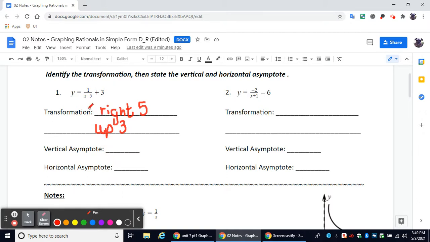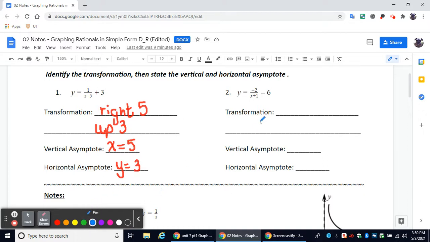So the vertical asymptote is coming from your left and right movement, and because we moved our graph right 5, our vertical asymptote is going to be x equals a positive 5. And because the graph moved up 3 units, this is going to push your horizontal asymptote up to y equals a positive 3.